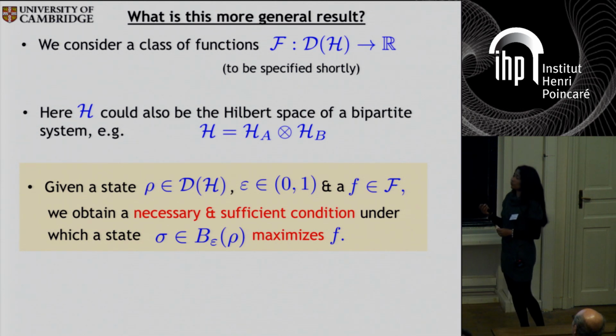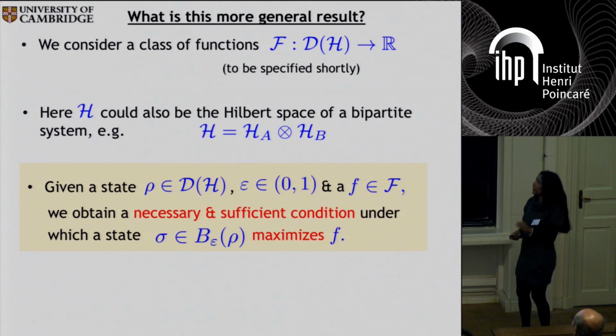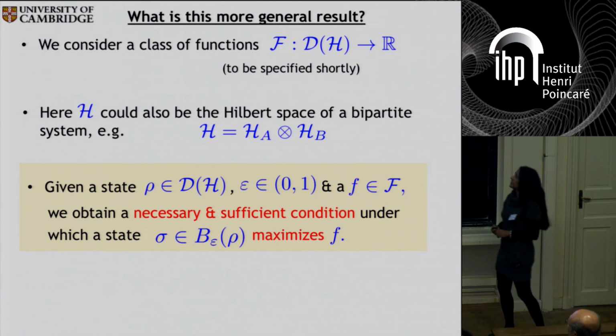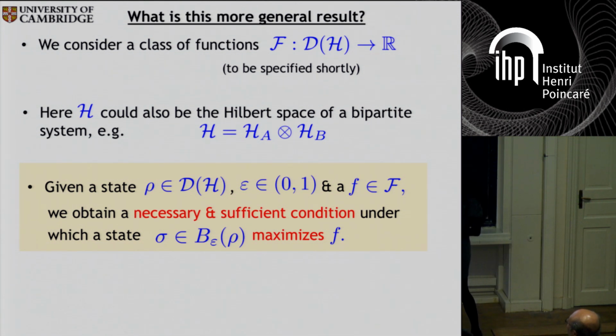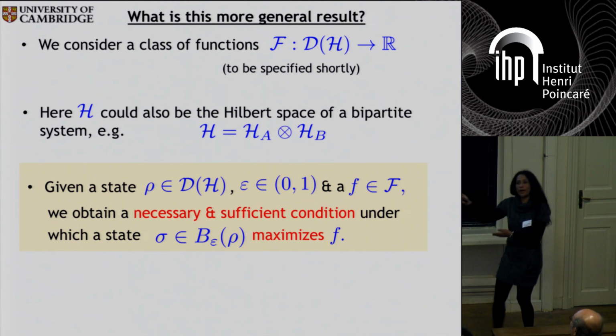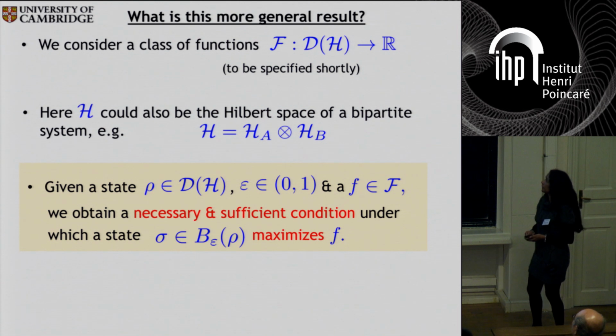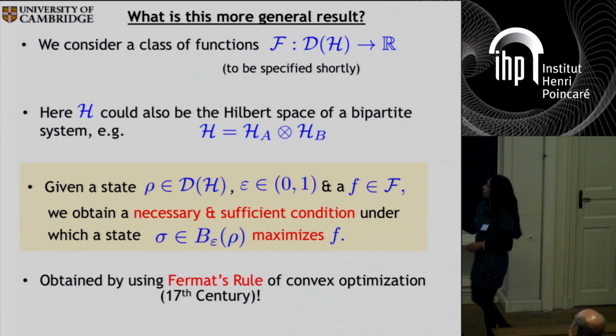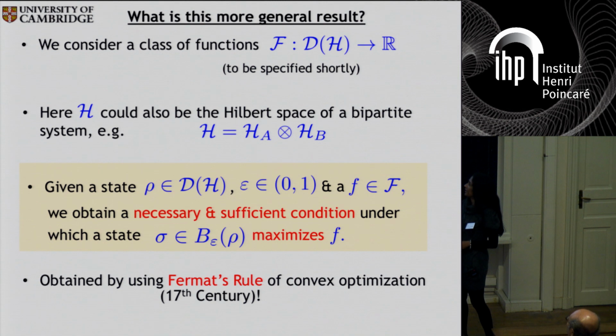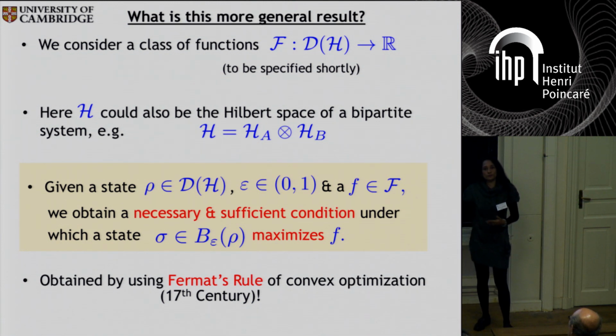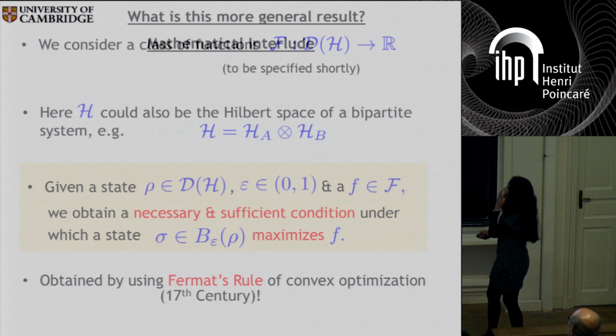So in a nutshell, what we proved, this more general result, is that if you're given a state rho and this parameter epsilon and a function in this class I'm going to talk about, we obtain a necessary and sufficient condition under which a state in this ball maximizes f. So I'm sure you can see why this is related to the problem I'm considering. And what is interesting is we use a result way back from the 17th century, which is called Fermat's rule of convex optimization, in order to prove this result, which I'm going to state.